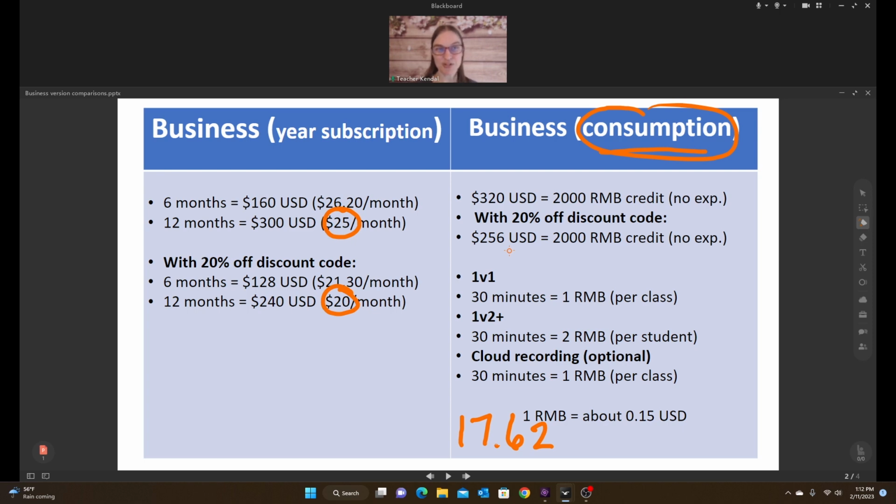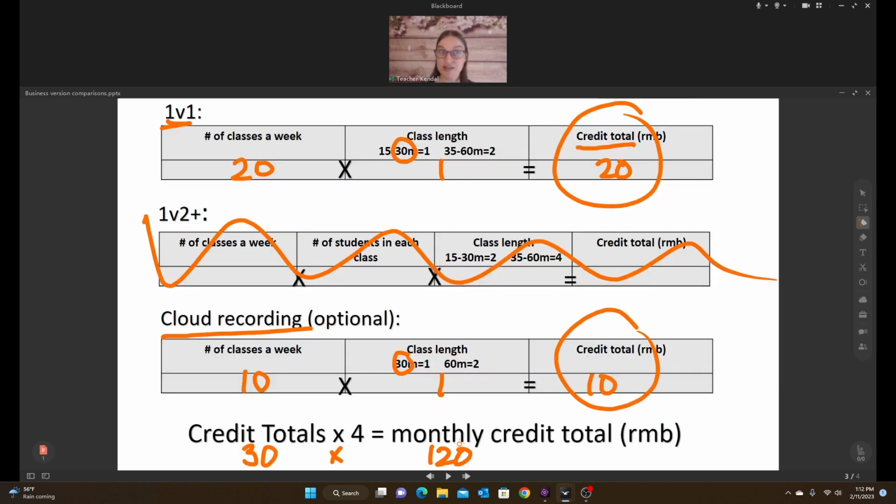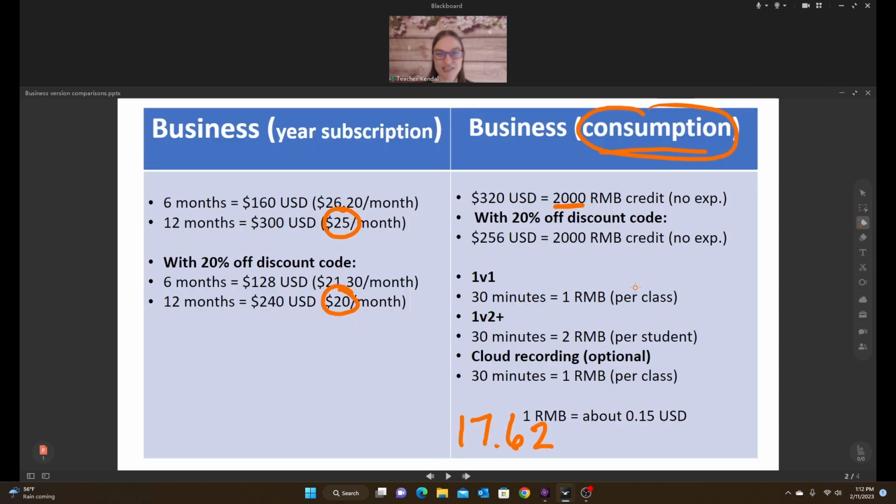Also, with the consumption, you can figure out how long your consumption will last. So if you started with 2,000, and I know I spend about, on average, at the max, 120 RMB a month, I can figure out how long that's going to last me. So all you have to do is divide. I'm going to get my calculator out, make sure I don't make any mistakes. 2,000 divided by 120 is 16.666666.